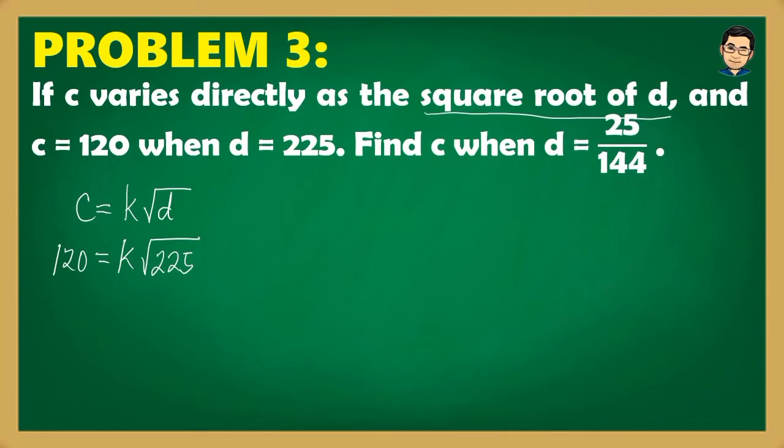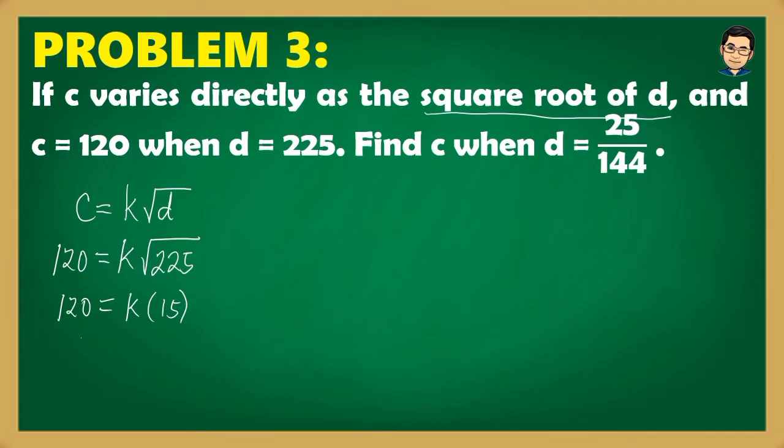Now, kailangan nating i-extract yung square root ng 225. 225 is a perfect square. So, perfect square, ito yung nire-raise natin yung isang number sa 2. So, yung square root ng 225 is 15. So, pwede nating isulat as 120 is equal to K times the square root of 225, that is 15.